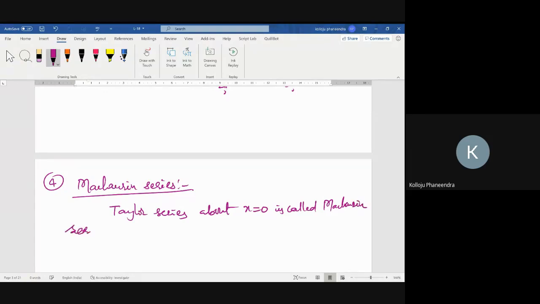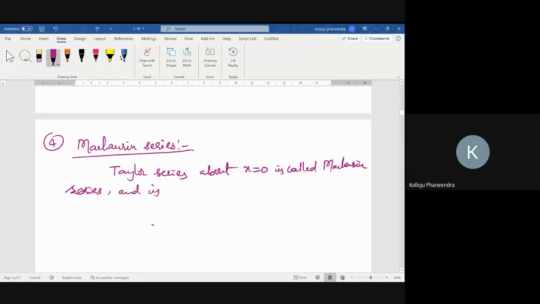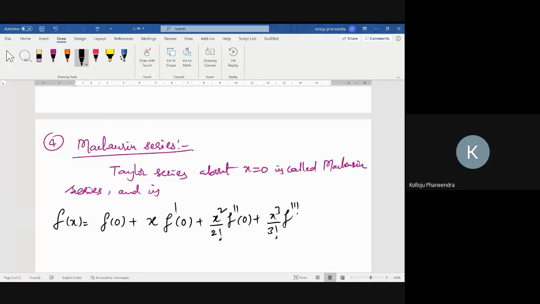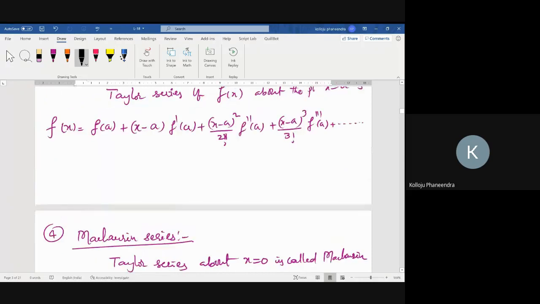Maclaurin series is about the point 0. This is f of x equal to f of 0 plus x into f dash 0, plus x squared by factorial 2 f double dash 0, next x cubed by factorial 3 f triple dash 0, and so on. This is Maclaurin series about the point x equal to 0. This is Taylor series about x equal to a.